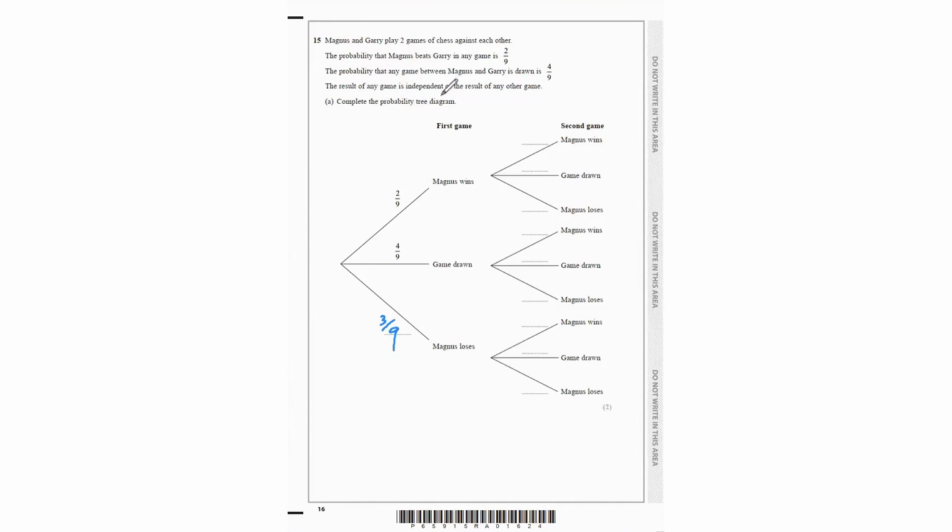Now, the result of any game is independent of the result of any other game. And the probability that any game between Magnus and Gary is drawn, that's 4 out of 9. So first, let's begin with finding the probabilities for the second game. If the result of any game is independent of the result of any other game, that means Magnus wins would be 2 over 9, draw would be 4 over 9, and losing would be 3 over 9. So it's the same thing that we're going to write for each branch. So those are your probabilities.